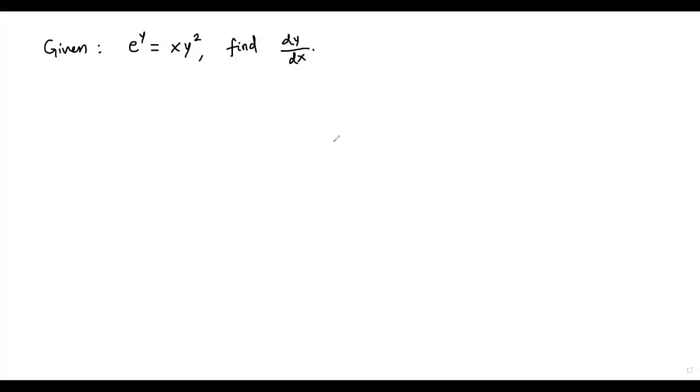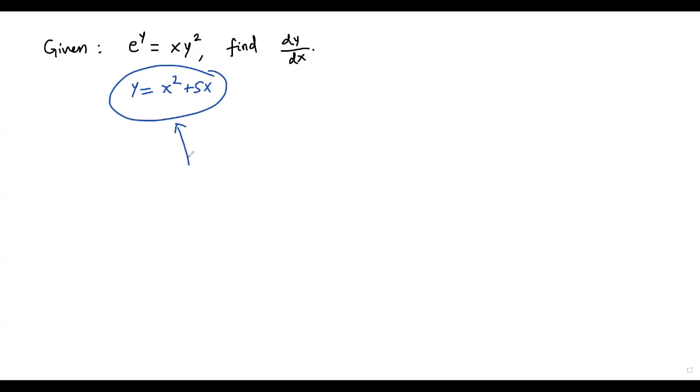Here we have a problem on derivative. Okay, let's go to the information. So we have a function over here that is e to the y power equals x times y square. Find dy by dx. Actually, it is an implicit function because it is not solved for y in terms of x, something like y is equal to x square plus x.